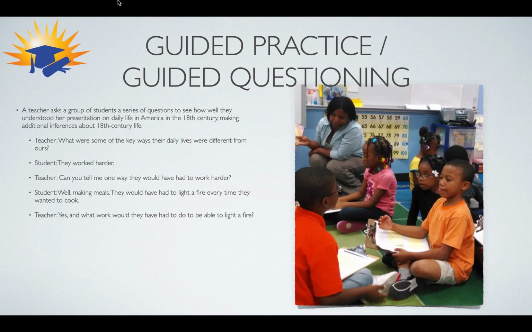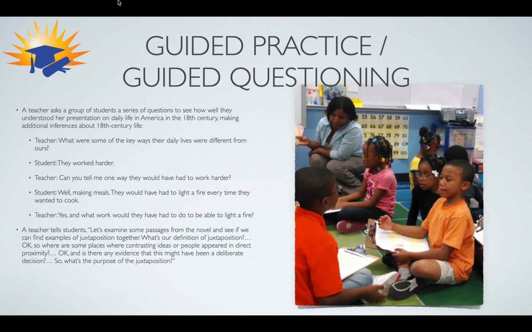A teacher tells students, let's examine some passages from the novel and see if we can find examples of juxtaposition together. What's our definition of juxtaposition? Okay, so where are some places where contrasting ideas or people appear in direct proximity? Okay, and is there any evidence that this might have been a deliberate decision? So, what is the purpose of the juxtaposition?